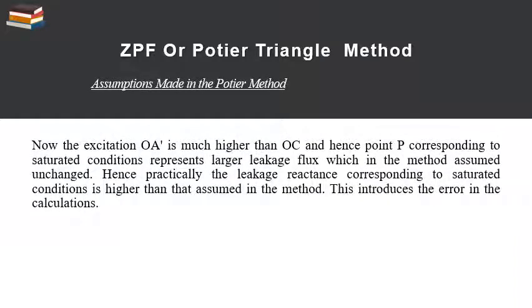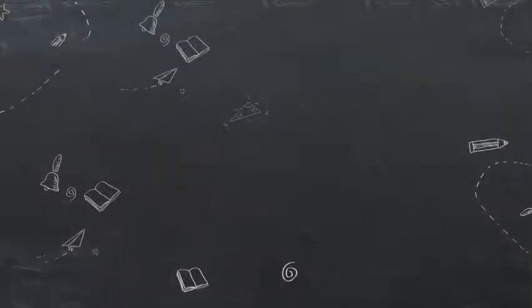Now the excitation OA dash is much higher than OC, and hence the point P corresponding to saturation condition represents large leakage flux, which is in this method assumed unchanged. Hence practically the leakage reactance corresponding to the saturation condition is higher than that assumed in this method. This introduces the error in the calculation. So this is all about the ZPF method.